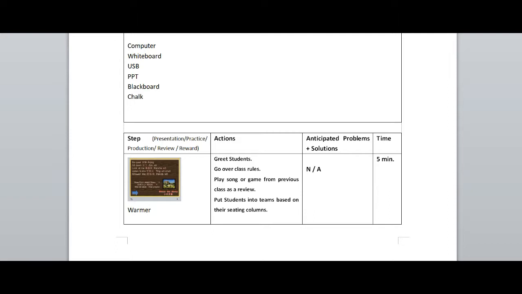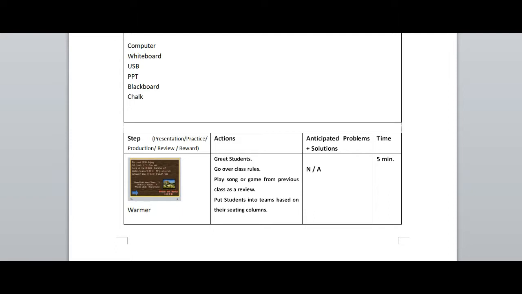Normally I've got about 4 teams because I've got 4 columns of students. And if I feel this class is maybe lacking in material from the public school book, I will play a song or a game from the previous class as a review to pad things out. And those are my actions.